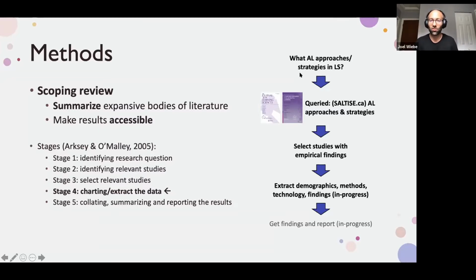So in our case, we had this question about what are the active learning approaches and strategies within the learning sciences. We took 2 of the learning sciences journals, and we used the SALTIES website, so that we used the active learning approaches and strategies to query these databases to find the studies that were relevant to active learning approaches and strategies, and selected those studies that had empirical findings. And we're currently in the process of pulling out some of that relevant information. And this is a preliminary presentation on what we have found so far.